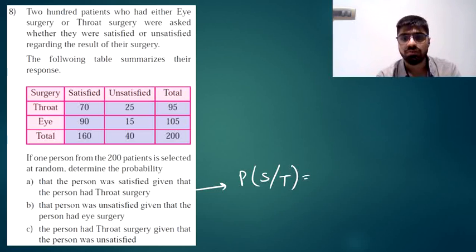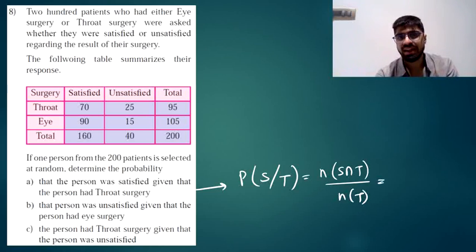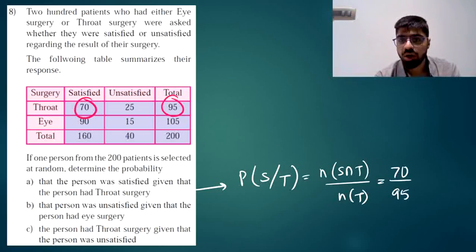This is going to be P of S intersection T upon P of T, or you can say N of S intersection T upon N of T. Either way will do. I will write N because here what we are given are the number of patients. N of S intersection T, throat surgery and satisfied, is 70. And N of T is the number of people who had the throat surgery, and that's 95. So the probability will be 70 upon 95. You can cancel off a 5 in the numerator and denominator to get 14 by 19 as the final answer.